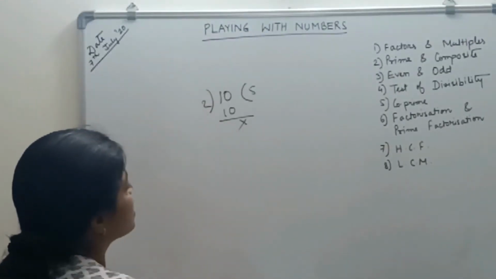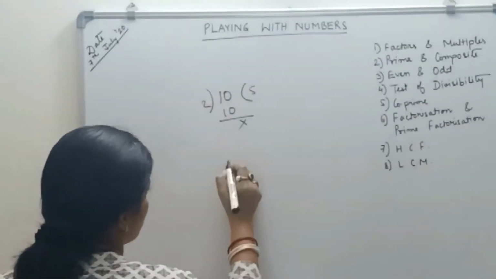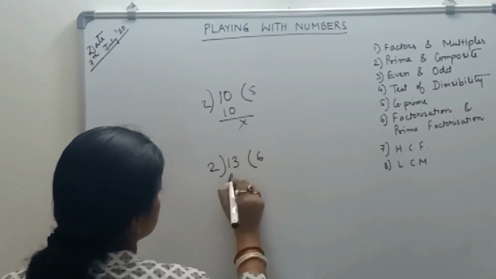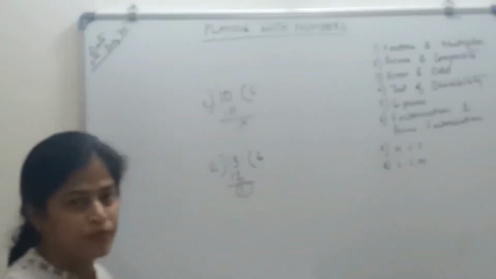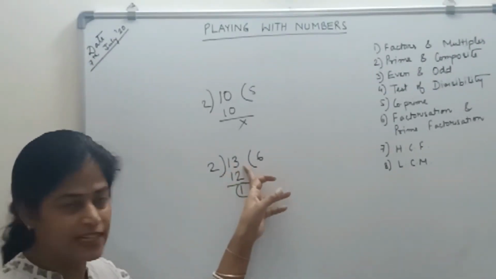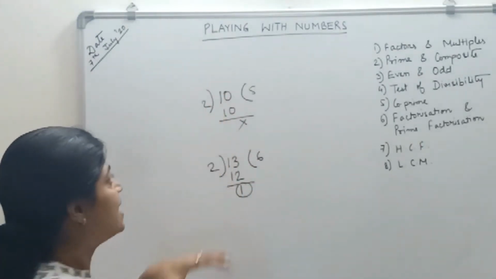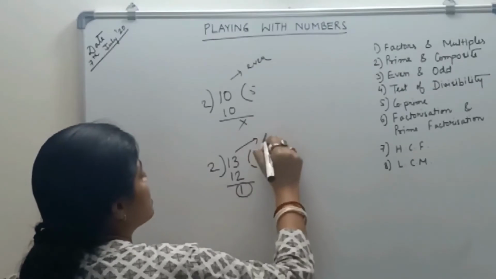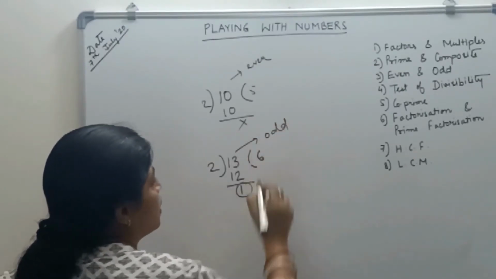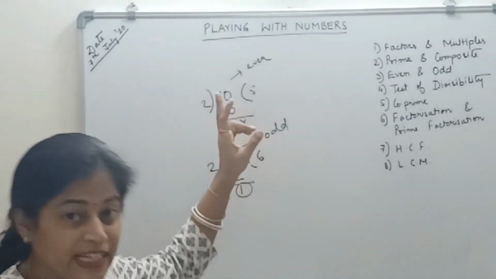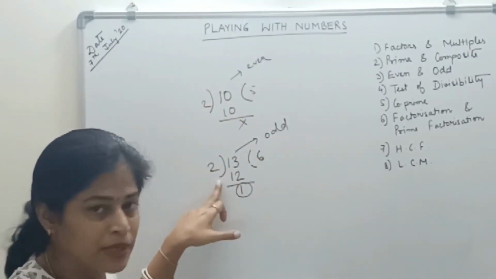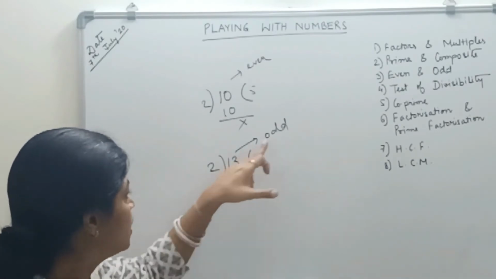And if there is a remainder, suppose I take 13. 13 divided by 2: 6 into 2 is 12, so 1 is the remainder here. So 13 is not exactly divisible by 2. So 10 is even and 13 is odd. When a number is exactly divisible by 2, that is even, and when a number is not exactly divisible by 2, that is odd.